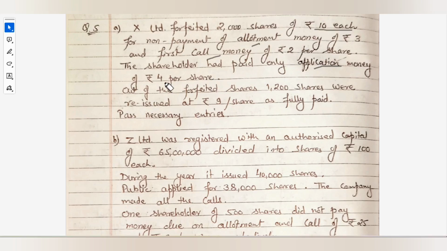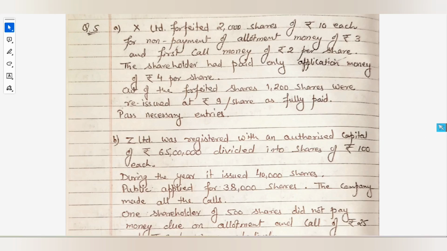So the application money is given as rupees 4, allotment is given as 3, and the call money is given as rupees 2. So altogether these three installments come to rupees only 9, while the face value is rupees 10, that means rupees 1 is missing, which definitely means that the called up value in this question is rupees 9, not equal to face value. And out of these forfeited shares, 1200 shares were reissued at rupees 9 per share as fully paid. Here the word fully paid is written, that means we have to utilize the face value here, and then we are required to pass necessary entries for these transactions.